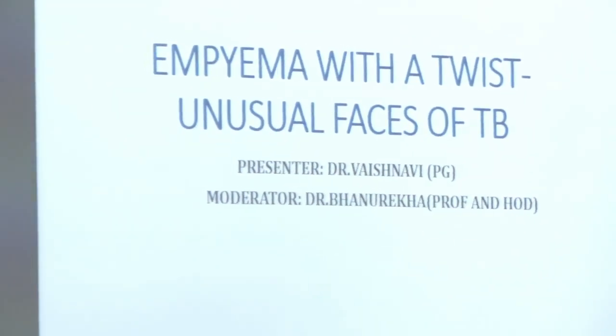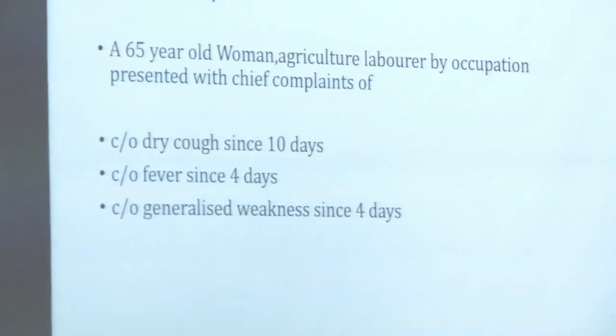Good afternoon, I am Vaishnavi, Pulmonology resident. A 65-year-old woman, agricultural laborer by occupation, presented with chief complaints of dry cough since 10 days, fever since 4 days, generalized weakness since 4 days. History of present illness: patient was apparently asymptomatic 10 days ago and presented with cough since 10 days, insidious onset, gradually progressive, no postural or diurnal variation, no aggravating or relieving factors, not associated with sputum.